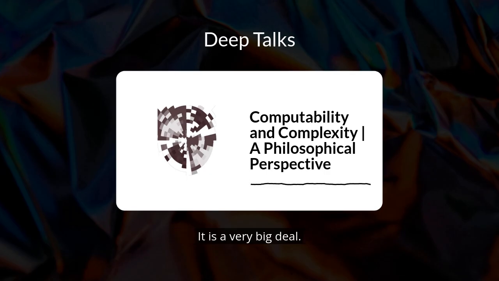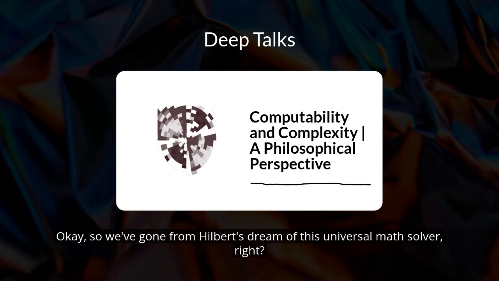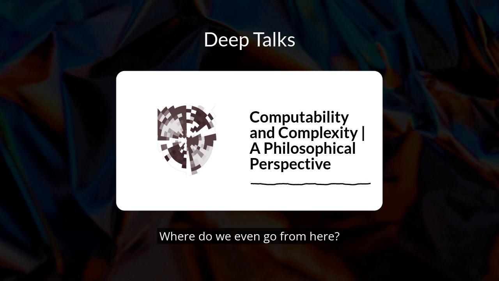It is a very big deal. And for our philosopher listener, I think it raises some really deep questions about the limits of what we can know for sure and predict, even in a purely mathematical sense. Okay, so we've gone from Hilbert's dream of this universal math solver to the realization that even figuring out if a program will stop is impossible sometimes. Where do we even go from here?